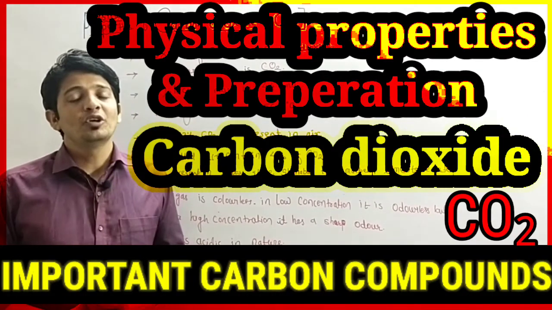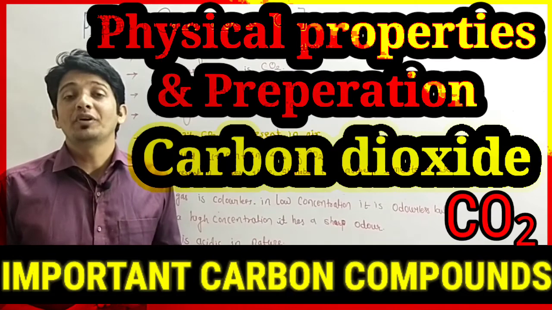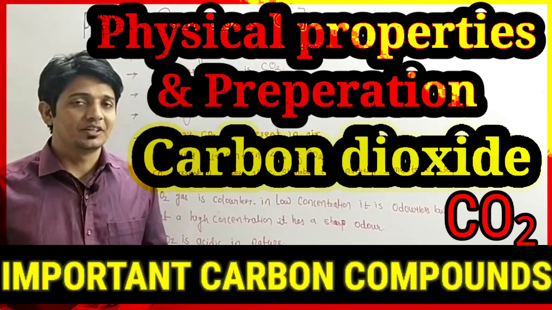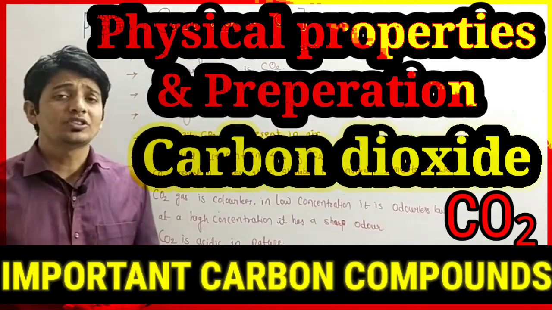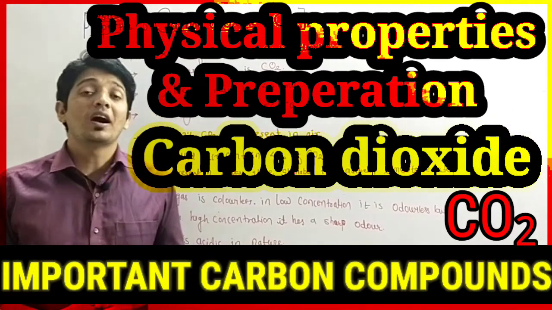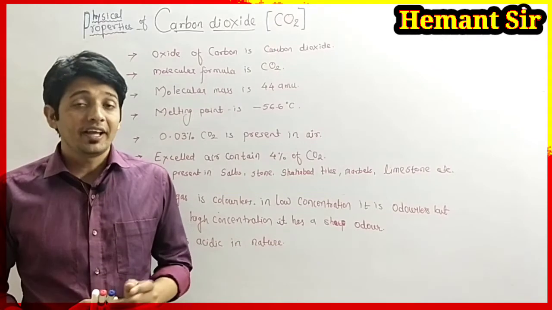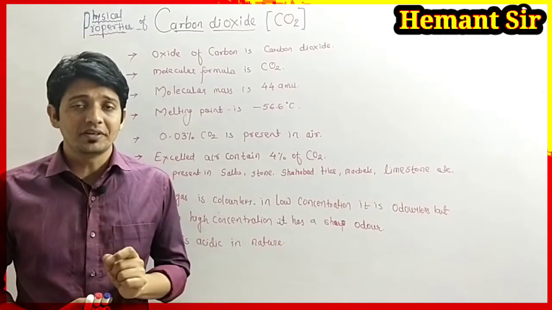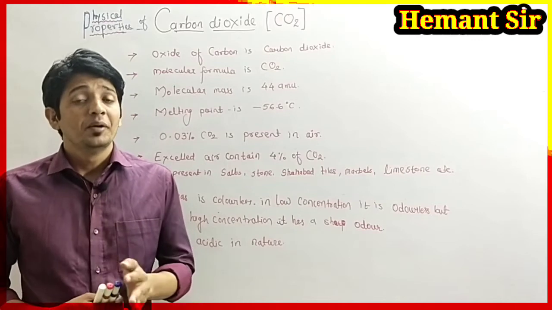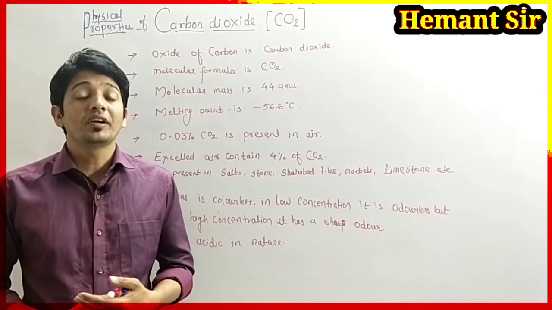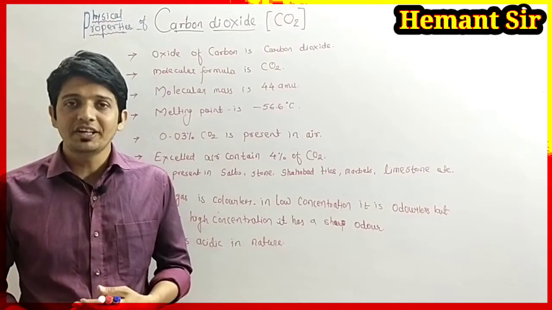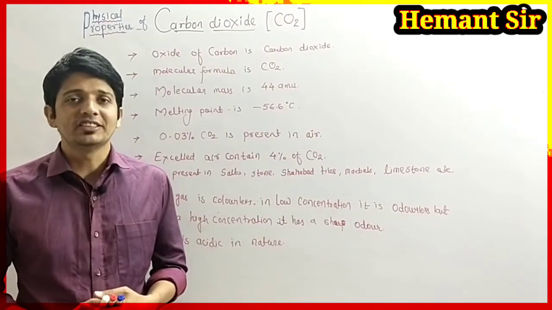So today we are going to understand one more important compound of carbon, which is carbon dioxide. Carbon dioxide is a very important part of our atmosphere. In our atmosphere, it contains only 0.03% or more than that, but it is really very important because all the green plants use carbon dioxide for the process of photosynthesis.